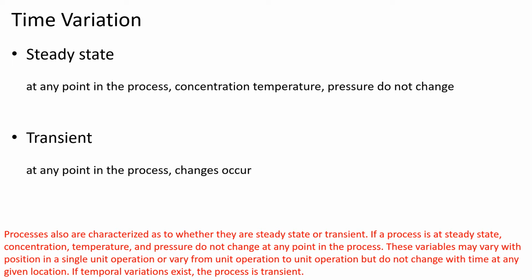Processes also are characterized as to whether they are steady state or transient. If a process is at steady state, concentration, temperature, and pressure do not change at any point in the process. These variables may vary with position in a single unit operation, or vary from unit operation to unit operation, but do not change with time at any given location. If temporal variations exist, the process is transient.